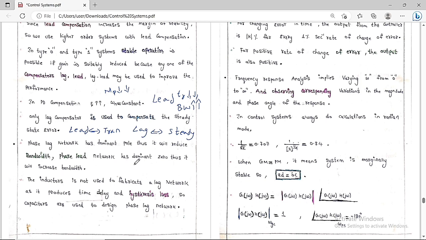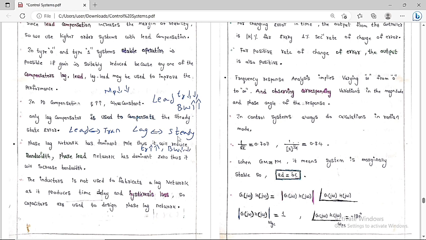Whereas a phase lag network has a dominant zero, thus it will increase the bandwidth. Listen carefully, I already told you. The phase lag network is going to improve the steady state response and degrade the transient response. Degrading the transient response means the transient time increases, so the rise time is going to increase. Because of this, the bandwidth is going to reduce.